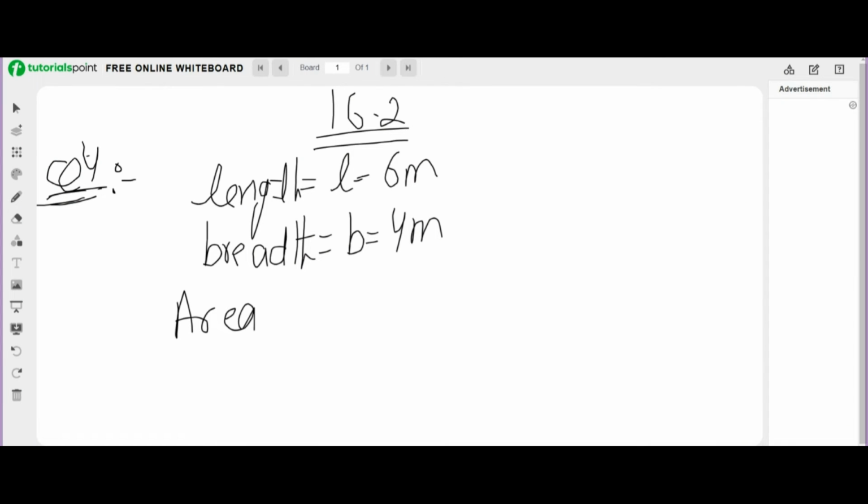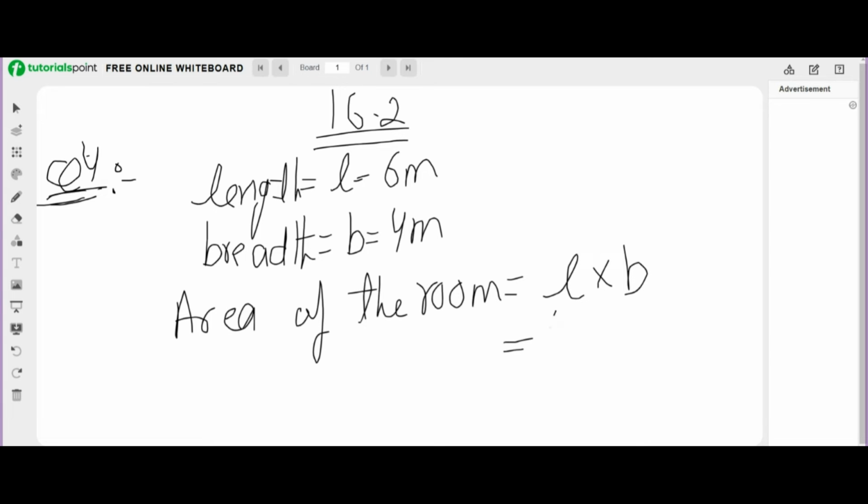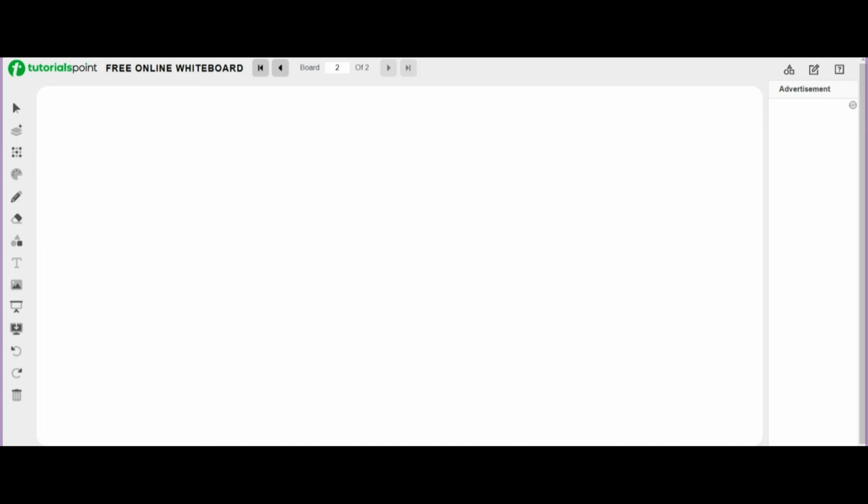First, we have to find the area of the room. Oh no, Aryan, first we have to write the formula. L multiplied by B. The value will be put in, 6 multiplied by 4, and the answer will be. And what will be the unit for the area, Aryan? Very good. Square meters. Now, this is the area. And the next thing is carpet cost.